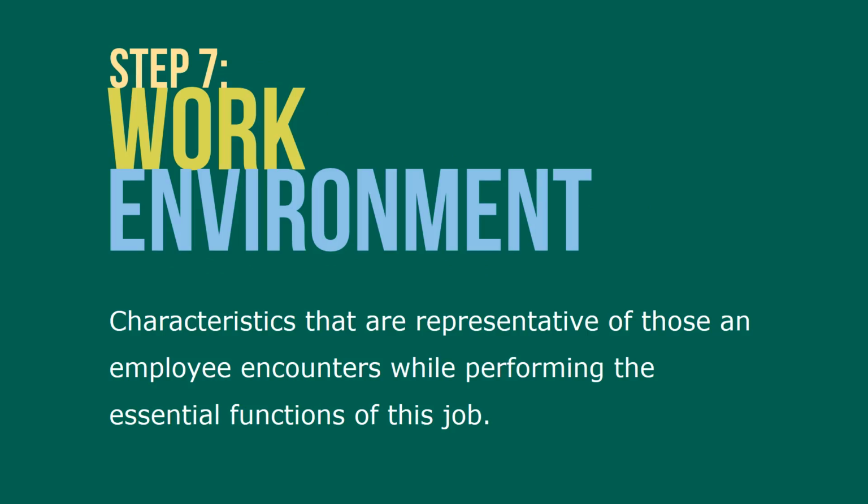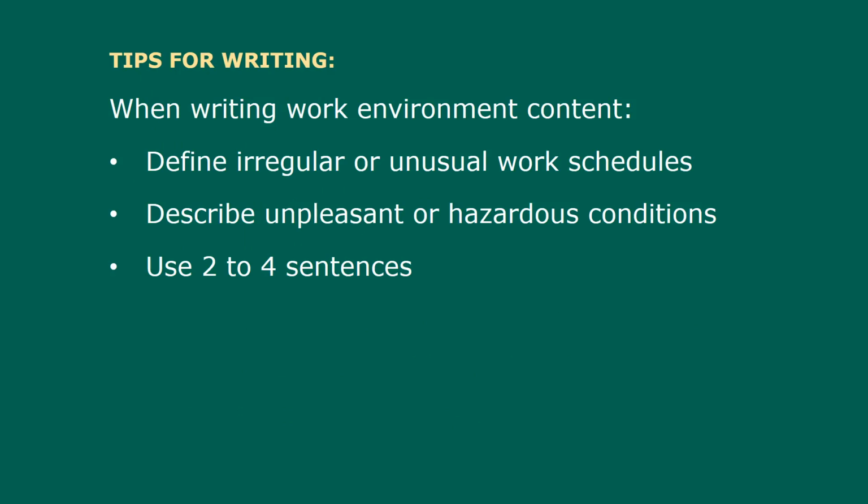In Section 7, we describe the work environment. This section of your job description provides a brief description of the work environment, which are the characteristics described in the job description that are representative of those the employee encounters while performing the essential functions of the job. The work environment statement is written in paragraph form. Generally, the description will not exceed 3 to 4 sentences. Here are a few tips for writing those work environment statements. Describe irregular or unusual work schedules and any conditions of the physical environment that the employee may find unpleasant or hazardous. Again, describe the work environment in 2 to 4 sentences.